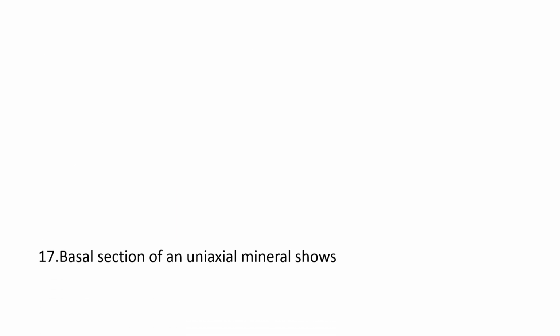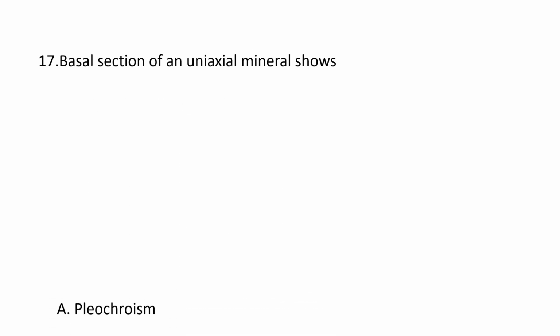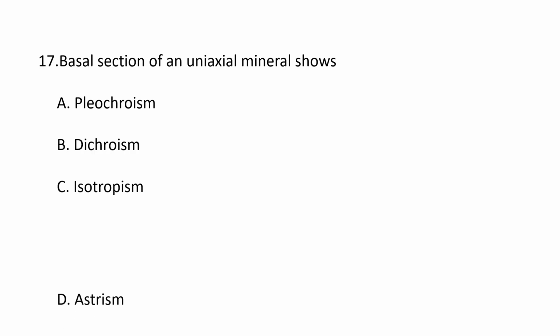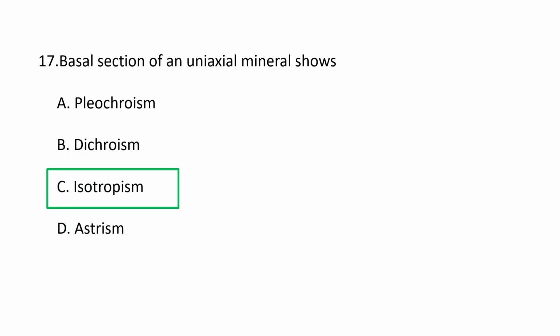Next question. Basal section of a uniaxial mineral shows A. Pleochroism, B. Dichroism, C. Isotropism, and D. Asterism. Basal section of a uniaxial mineral shows isotropism. The basal section that is cut perpendicular to the C-axis of a uniaxial mineral behaves as isotropic under a petrographic microscope with crossed Nicols.